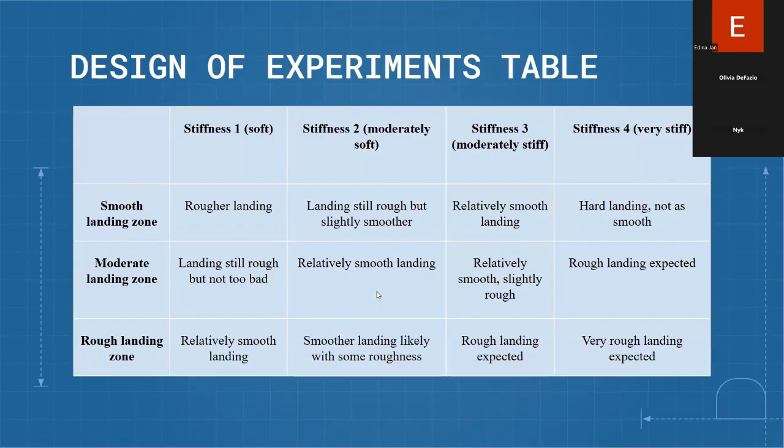Here is our design of experiments table, showing what we plan to use for a smooth landing, a moderate landing zone, and a rough landing zone, respectively.